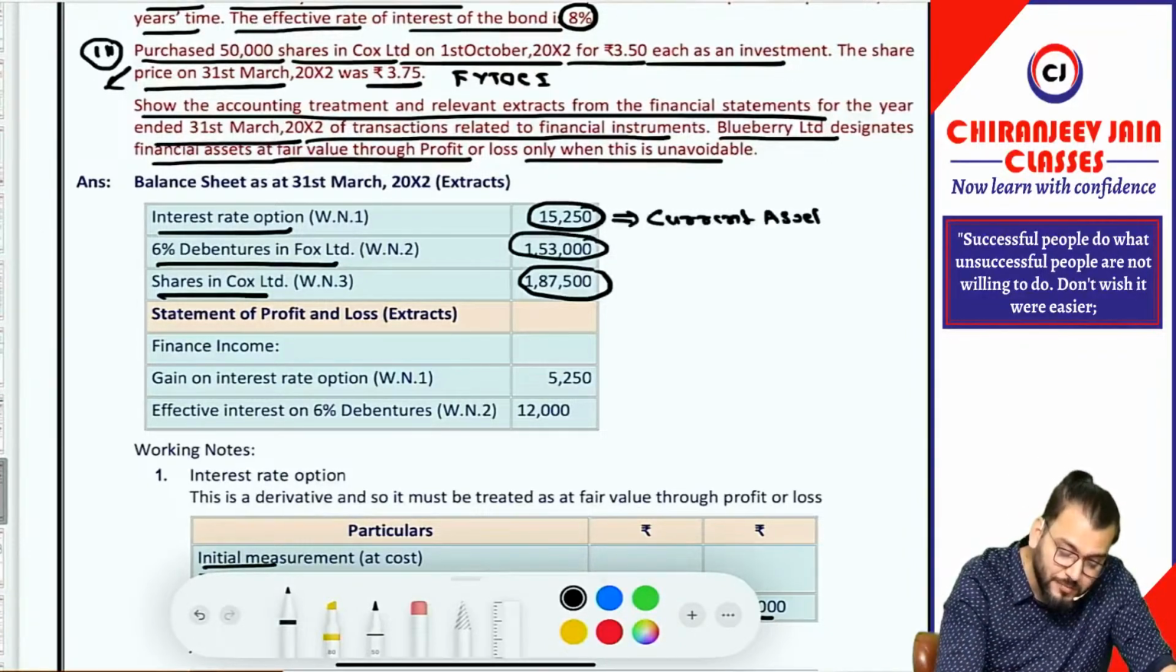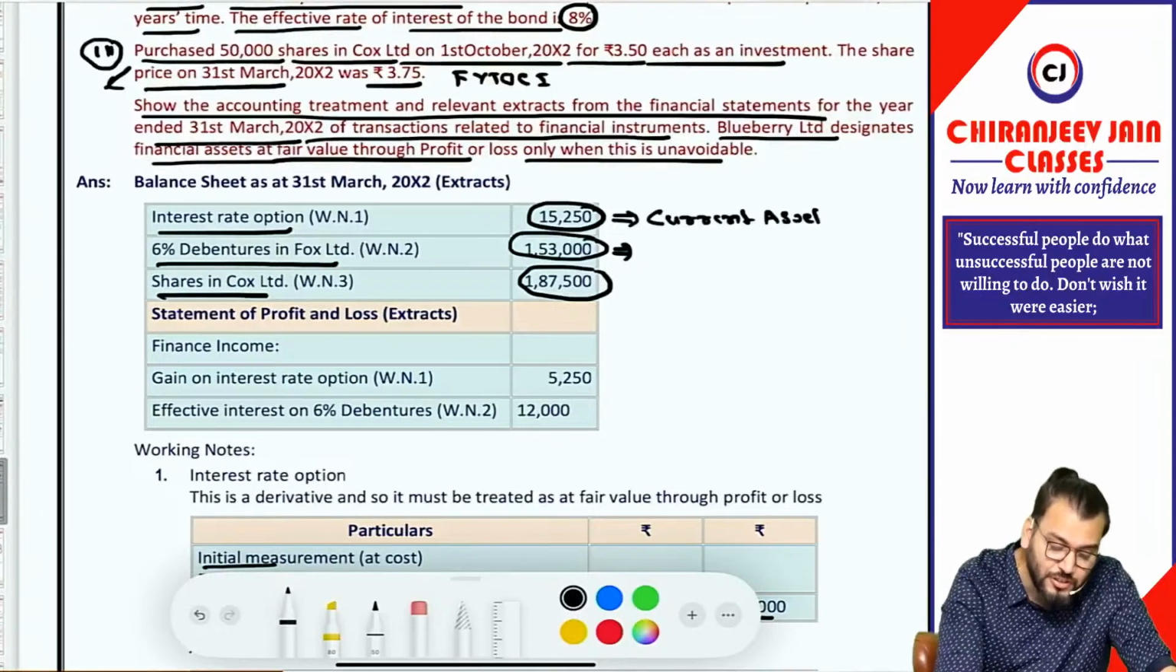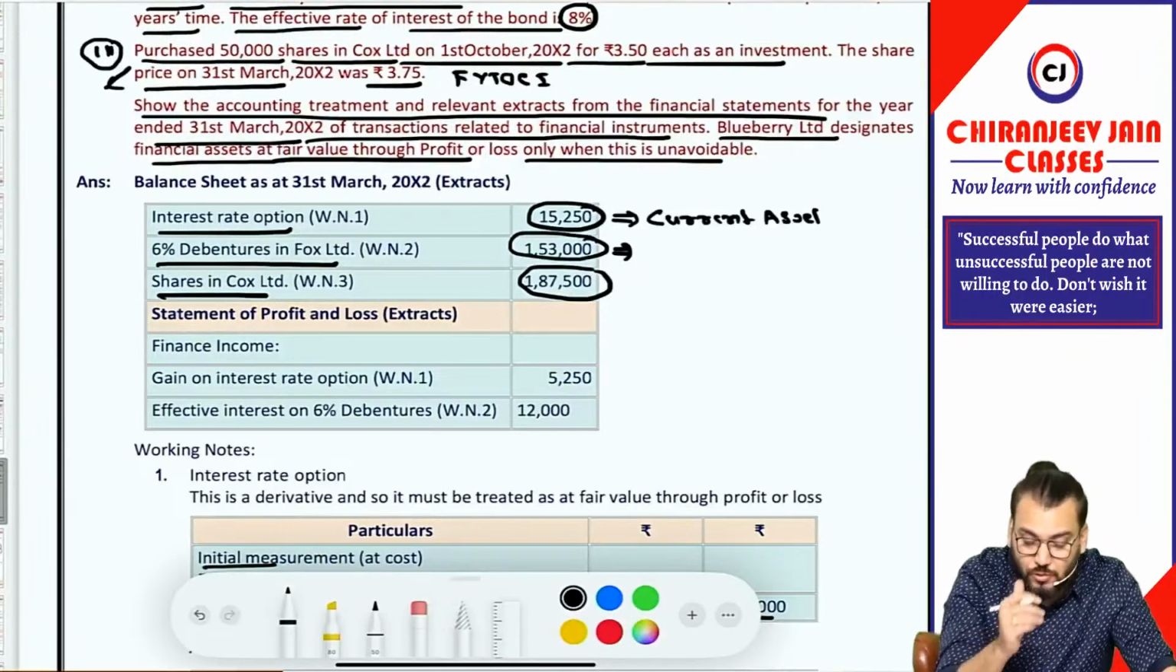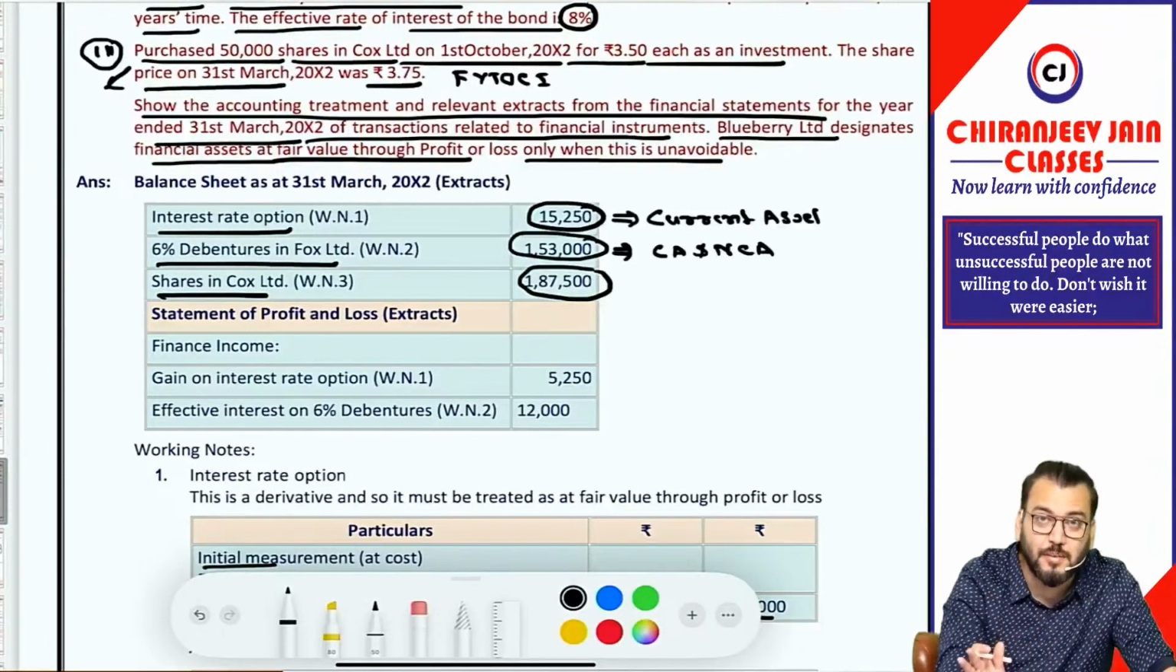Now for the 6% debenture, because it is at amortized cost, some portion may be current and some portion may be non-current, depending upon what amount is receivable when. So you can find out how much is receivable within 1 year and how much is receivable after 1 year. You can calculate that. So some portion will be current asset and some portion will be non-current asset. You can disclose it in that way also.